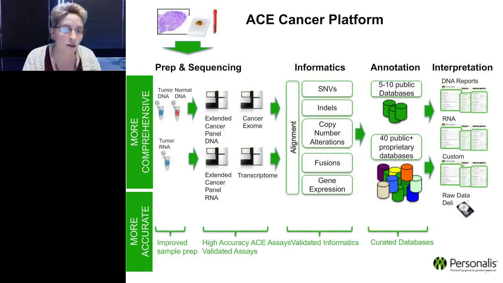We've taken a similar approach with our cancer platform, which has been able to build upon this approach of really targeting the specific regions of the genome that we want to look at, by also developing tumor assays that allow us to assay specific fusion events or specific RNA events that allow us to provide better information for people in the cancer diagnostic space.